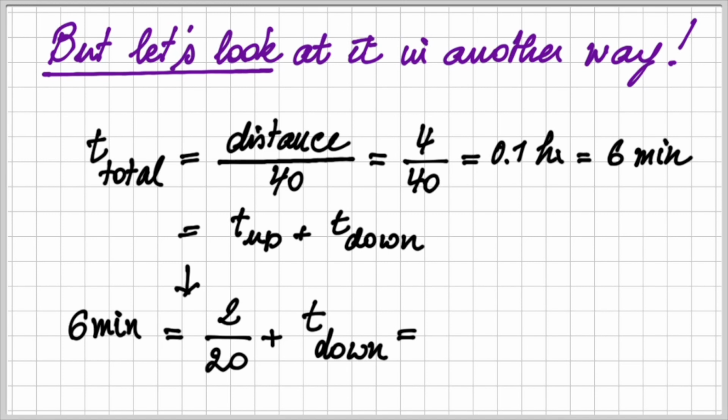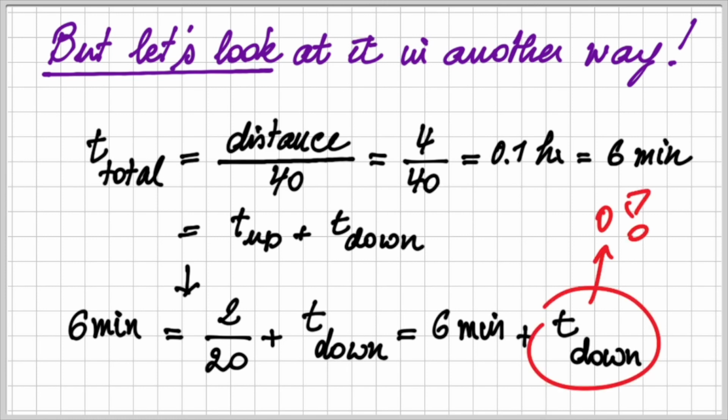Let's see what's happening here. We have 6 minutes on the left-hand side. The time to go up is the distance up divided by the speed up. It's 2 divided by 20. And the remaining time is t down. So we want to find how much time we still have left to go downhill and not exceed the 6 minutes, so that we have an average speed of 40 kilometers per hour. And we see that 6 minutes on the left-hand side is equal to 6 minutes plus t down. But what happens here? We don't have any more time to go down.